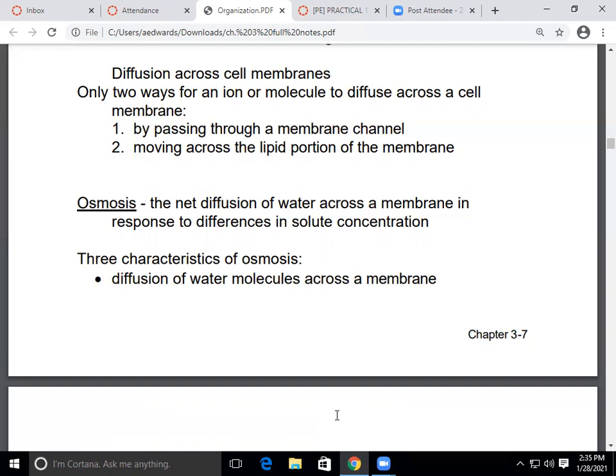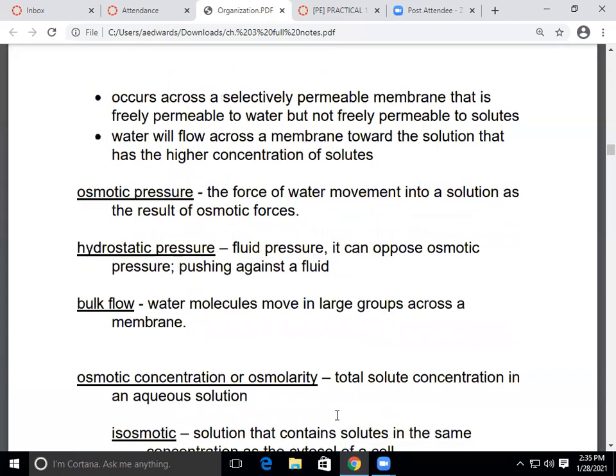So, characteristics of osmosis. Obviously, you're diffusing water molecules across the membrane. And it occurs across a membrane that is selectively permeable, like our cells. It's freely permeable to water, but not permeable to other solutes. Okay, so other solutes have a harder time getting through the membrane. So if the solutes can't get across, the water is going to go across. Okay, because that also will affect the concentration.